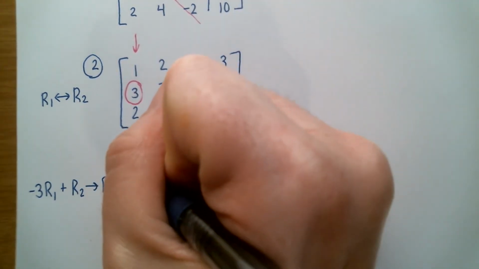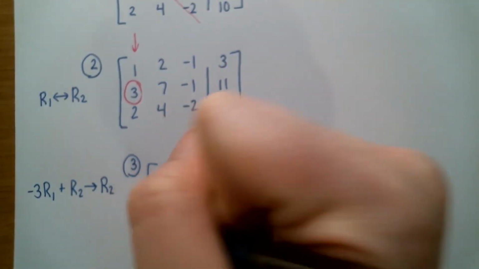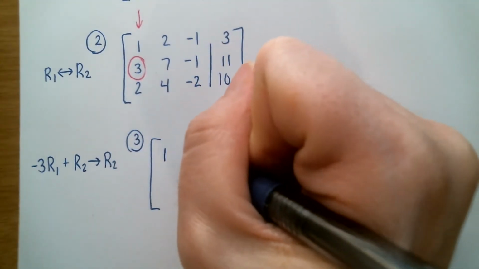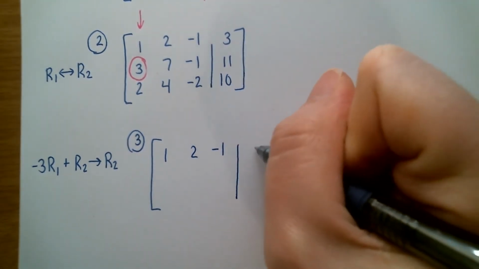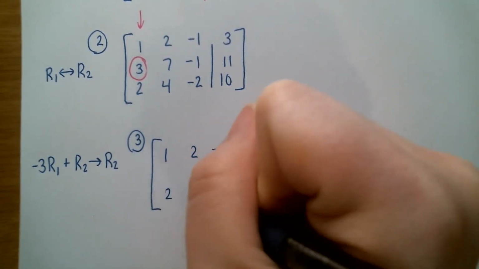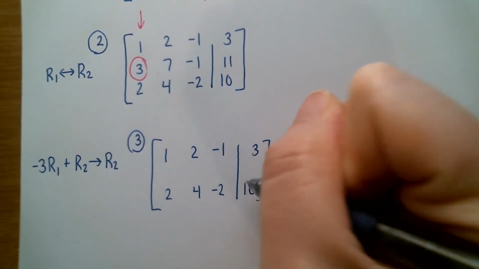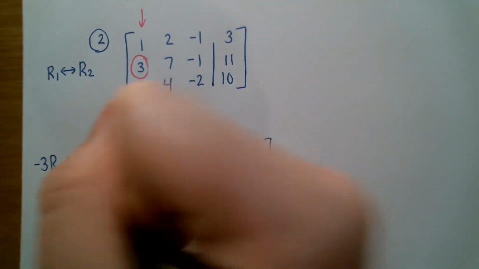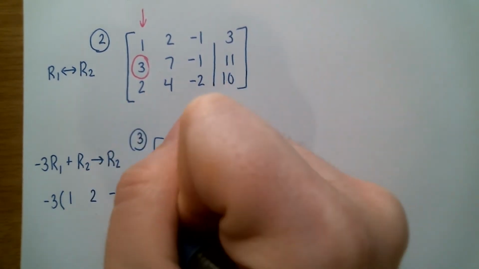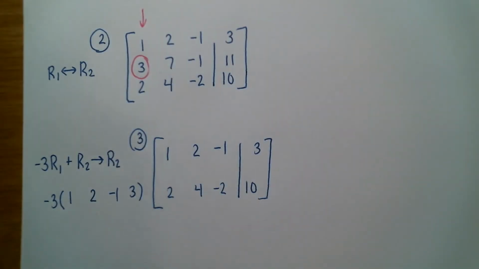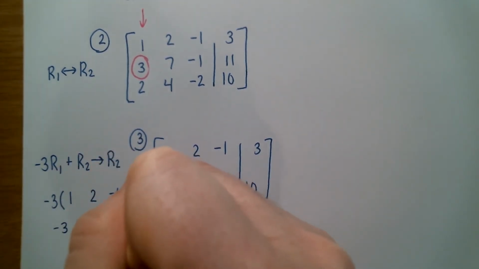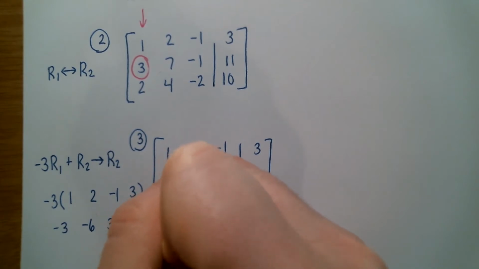All right, so in my third matrix, we are changing row 2. So I'm going to leave row 1 alone. I'm going to leave row 3 alone. And now I'm going to do my work off to the side. I'm going to run negative 3 through the first row. So 1, 2, negative 1, 3. Multiply every number by negative 3. We will get negative 3, negative 6, positive 3, negative 9.